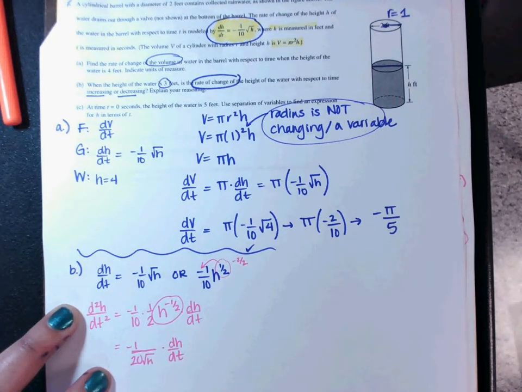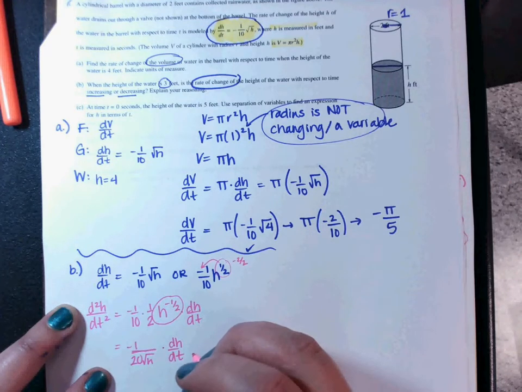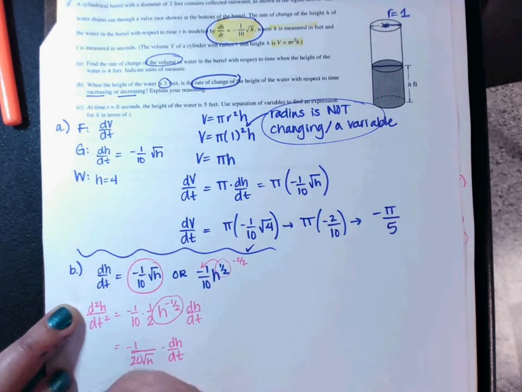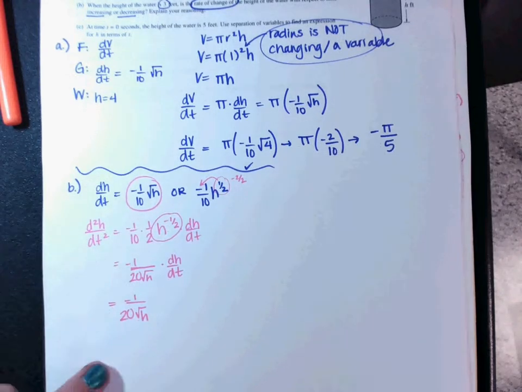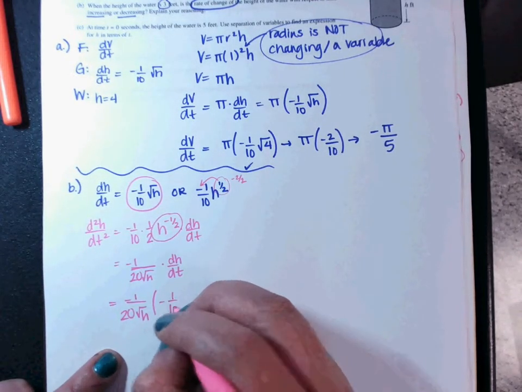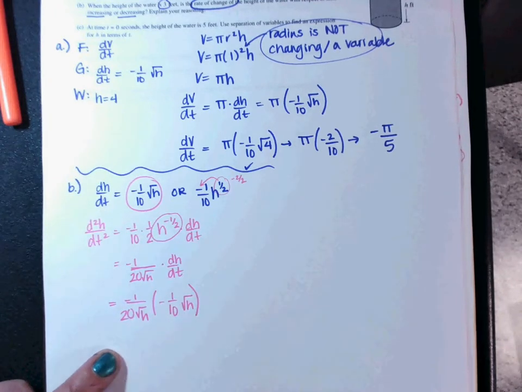Then from there, remember that we have a substitute for dH/dt. We know that dH/dt is really this. So I'm going to go back and plug in. I have -1/20 root h on the bottom, and then my dH/dt is -1/10 root h.